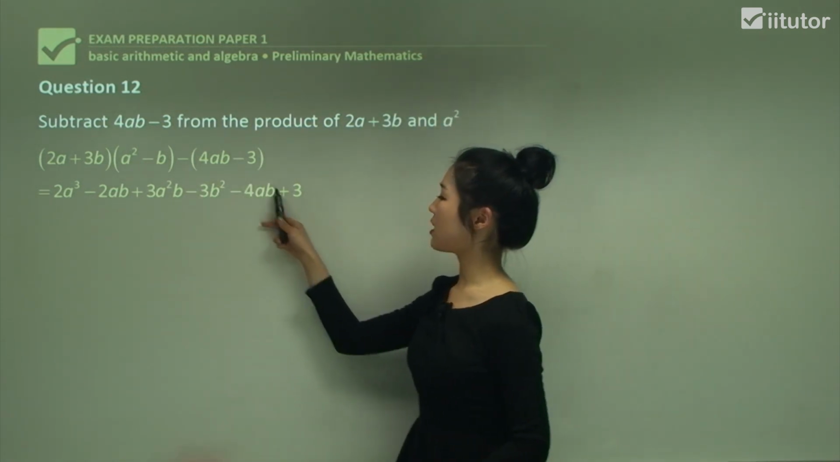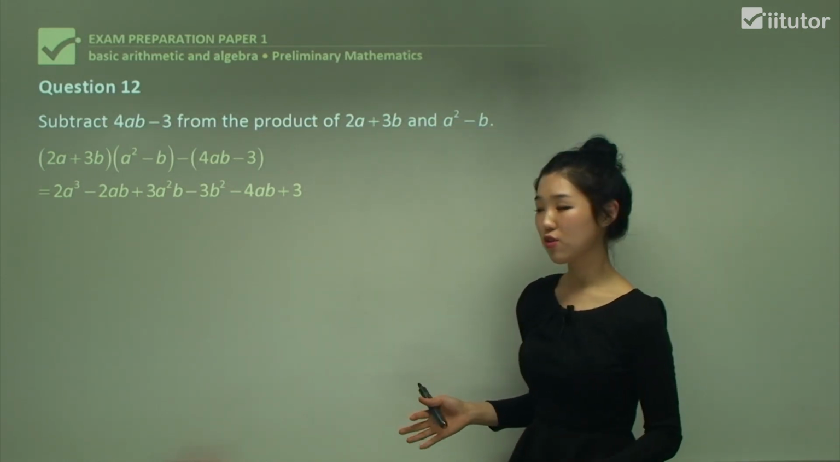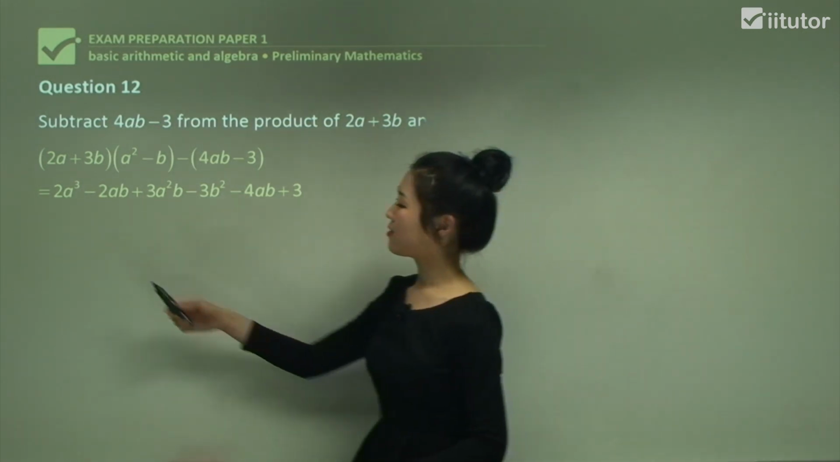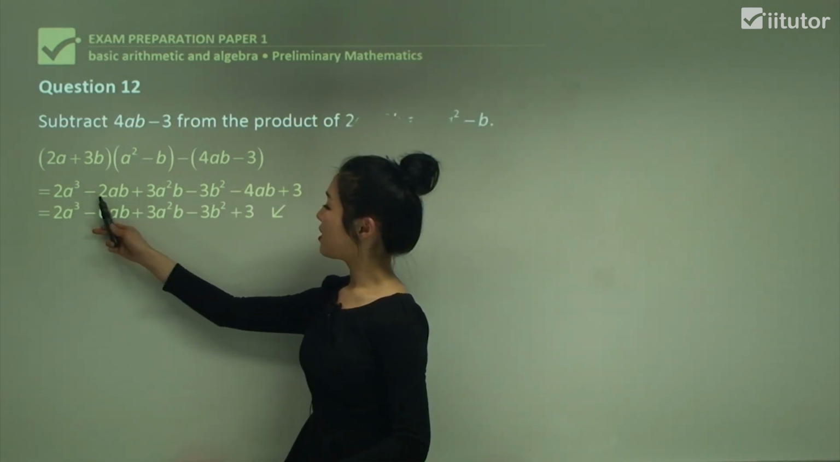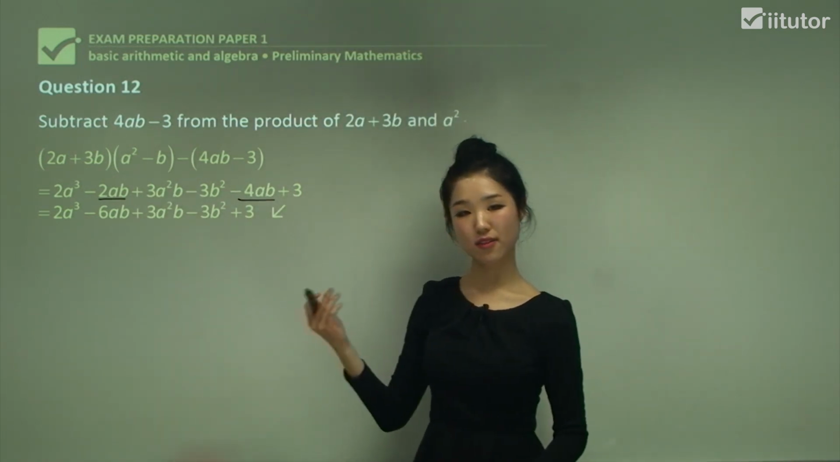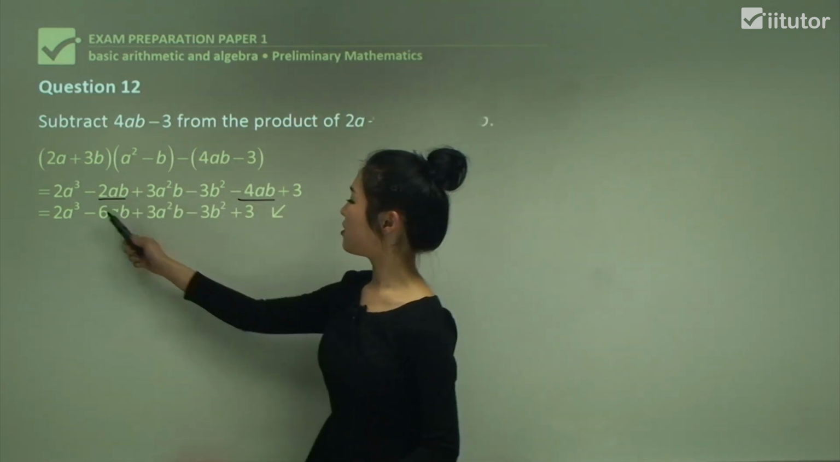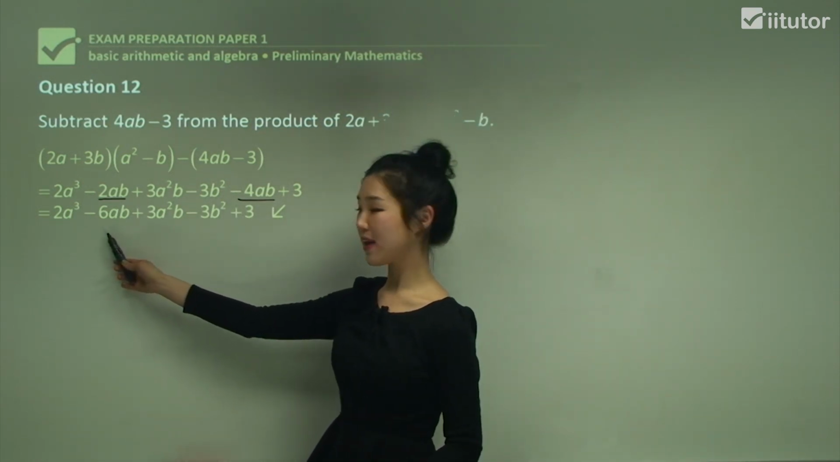So negative is positive, so it's positive 3 at the end. Now all I need to do is gather the like terms. So 2a cubed is left as it is. See how this one and this one is common? They're like terms of ab. So negative 2ab minus 4ab is negative 6ab.